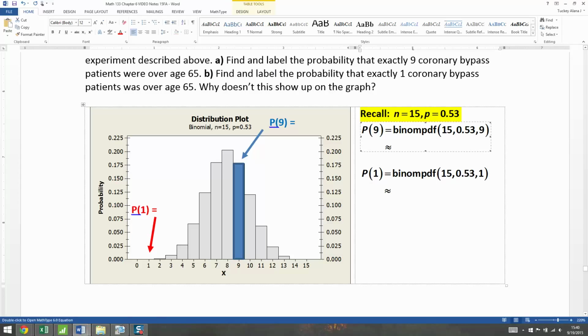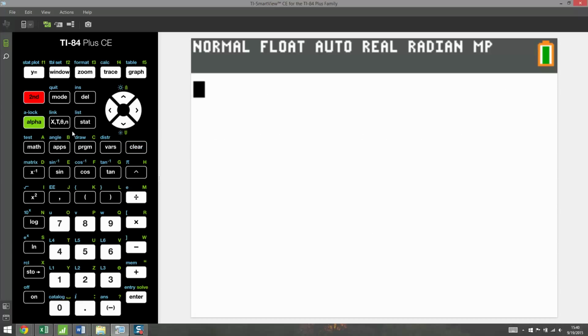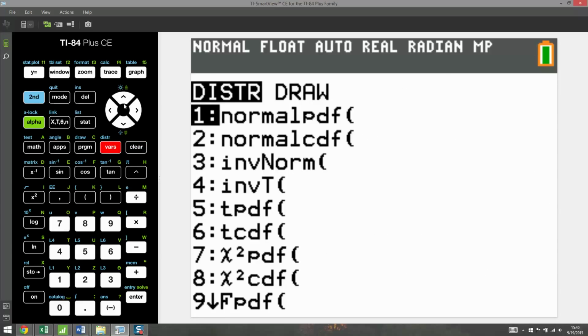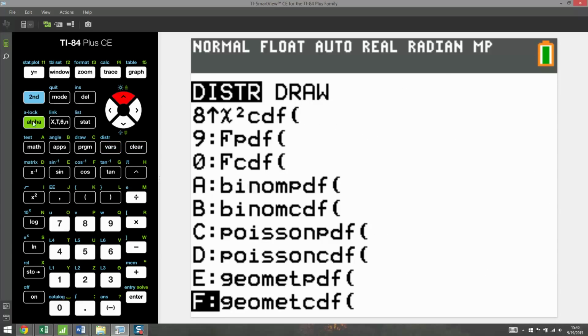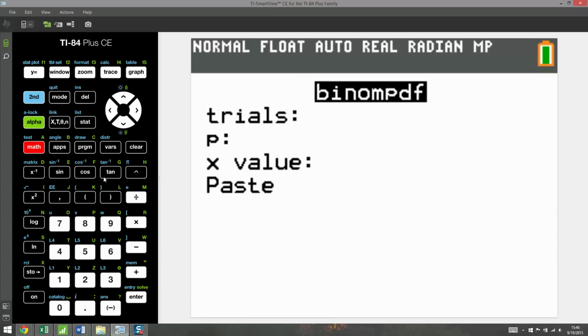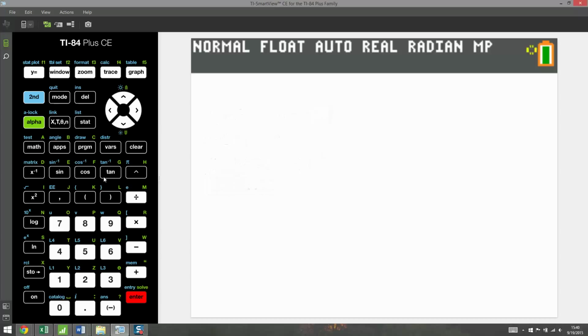All right, now the probability of 9 is binomial PDF 15, 0.53, 9. It's an exact probability, and so you just use the number that was given. Same thing for 1, right? So it's going to be the exact same thing, but with 1 in there. So let me grab the calculator. Distribution. If you remember, binomial PDF is letter A. So 15, 0.53, and I want to try 9, enter, paste, enter.